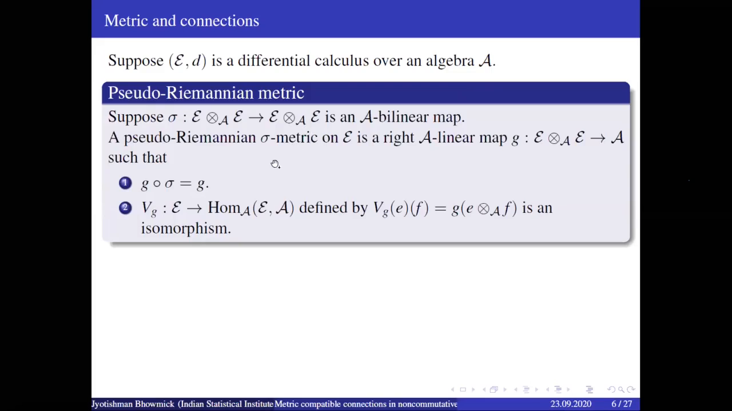So a pseudo-Riemannian sigma metric on E. What I'm going to define depends on this choice of sigma. It is a map from E tensor over E over A to A. It is right A-linear, such that G is compatible with sigma in this sense. Classically, it says that if you apply G on E tensor F, then that's the same as applying G on F tensor E. So it's symmetric. This is the generalized symmetry.